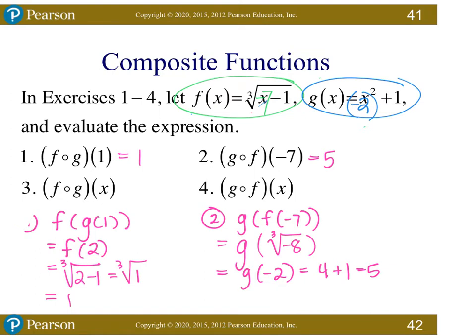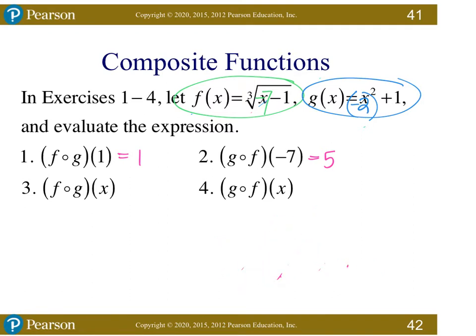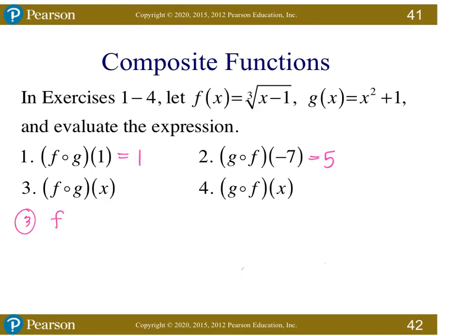Okay, let's keep going. Let's clean this up a little bit and give ourselves space to do questions 3 and 4. For number 3 now we're using a variable. We're not using an actual number. So for 3, we want f of g of x this time. So I'm going to replace g of x, it's not a number, with its actual equation. So f of x squared plus 1. That's what g of x is.